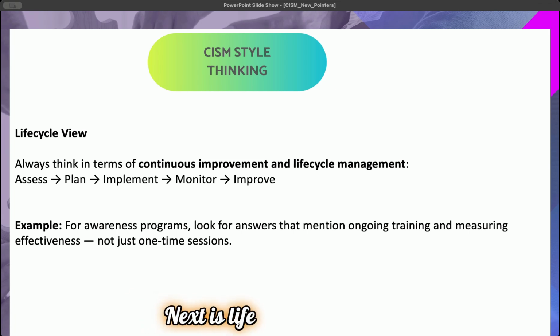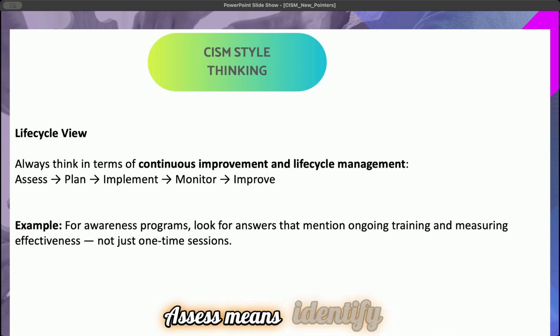Next is life cycle view. Always think in terms of continuous improvement and life cycle management. That is, assess, plan, implement, monitor, and improve. Now, this is a CISM way of thinking about security as a continuous business aligned process, not a one time technical aspect.